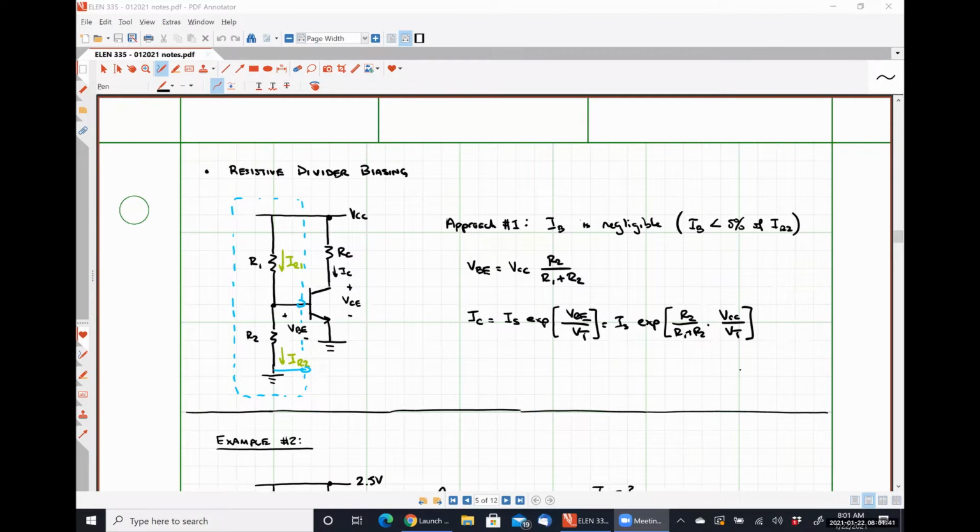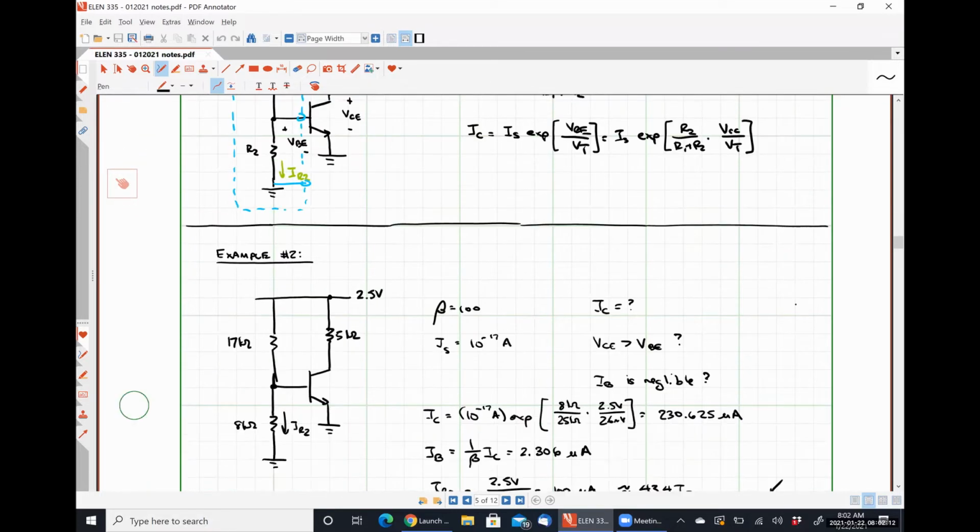So today I hope to finish up biasing circuits and then move into our amplifier analysis in earnest. I believe we had just developed the equations for resistive divider biasing when the base current is not negligible.